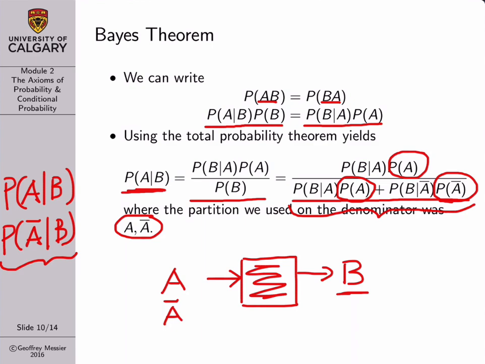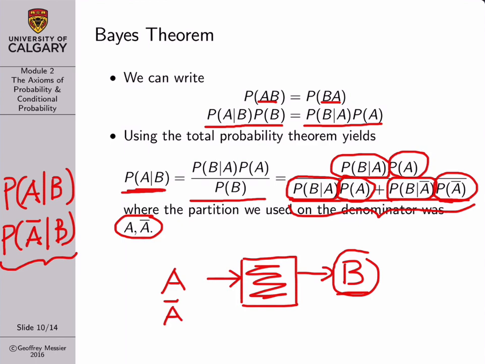You'll note that we also need conditional probability values that are the probability of B given A and the probability of B given not A. These are what are known as likelihood functions or likelihood probabilities. And they basically give you the probability of observing a particular B given that we know that either A has been transmitted or not A has been transmitted, or the input is A or the input is not A.